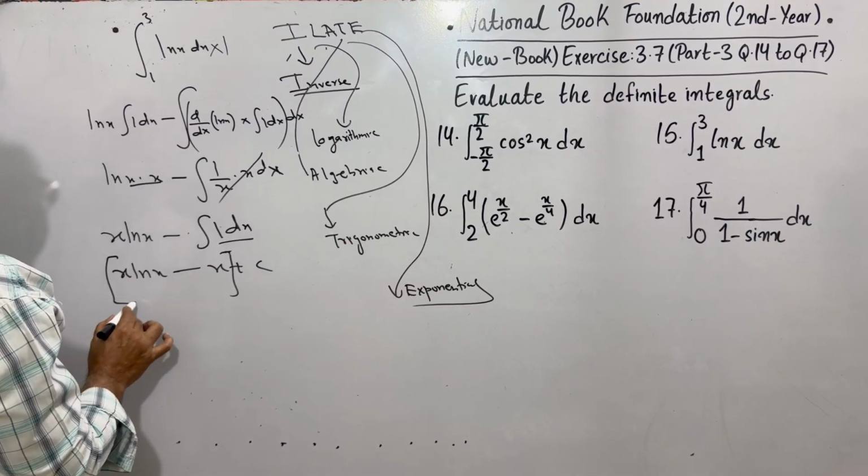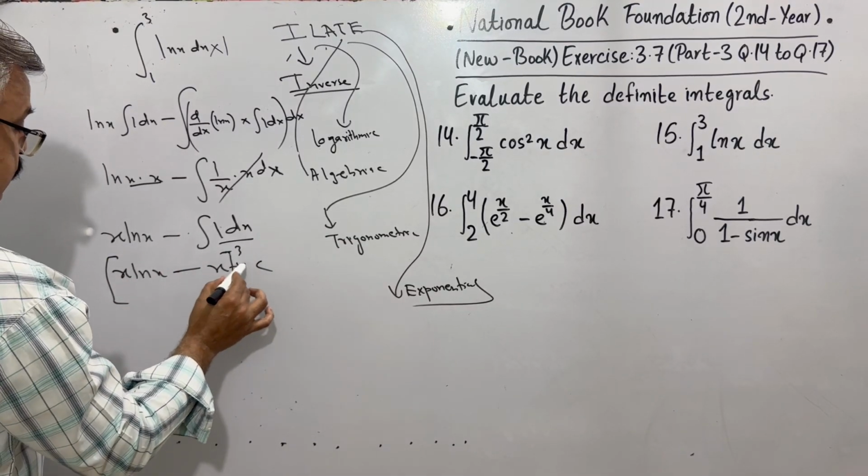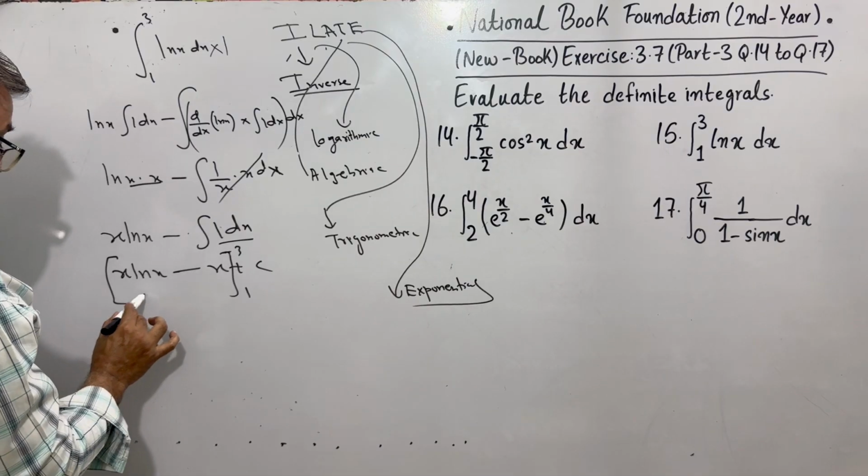Just we have to put the limits now. Limits are 1 to 3. I'm not writing. Okay, upper limit.